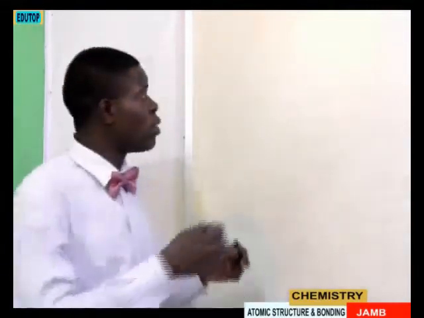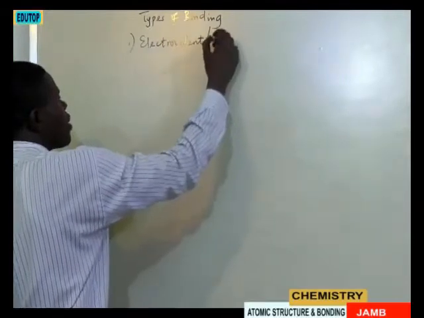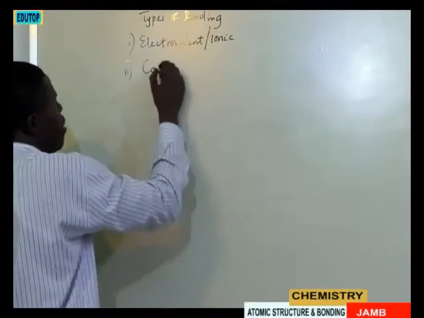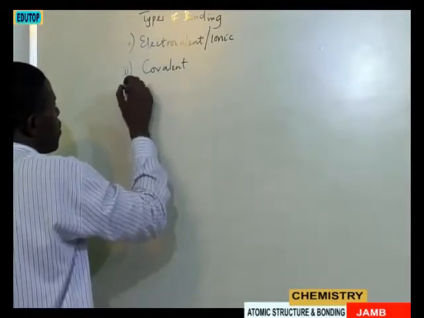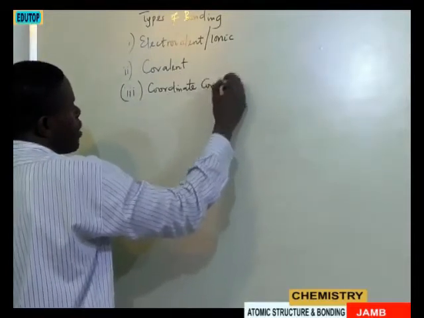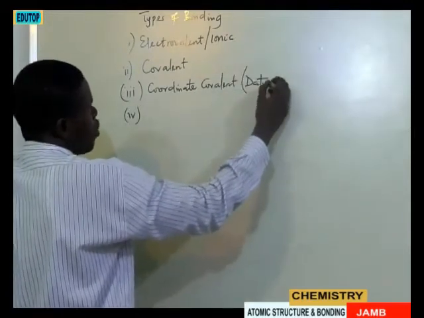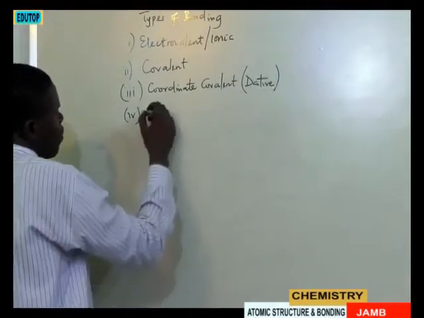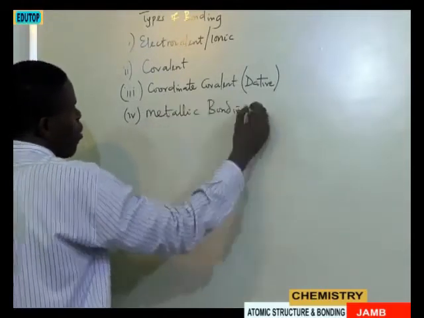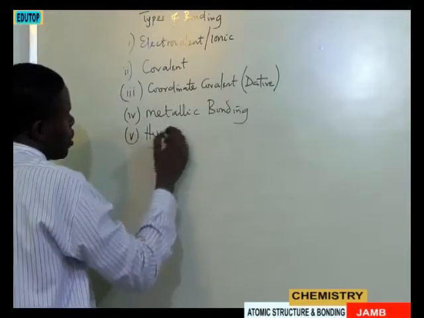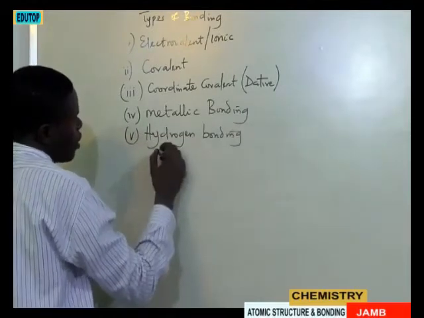Having explained the variation in properties across the period, another objective is to differentiate between different types of bonding. So we have different types of bonding. One, electrovalence or ionic bonding. We have covalent bonding. Then we have coordinate covalent bonding, which is also known as dative. Then we have metallic bonding. Then we have hydrogen bonding.